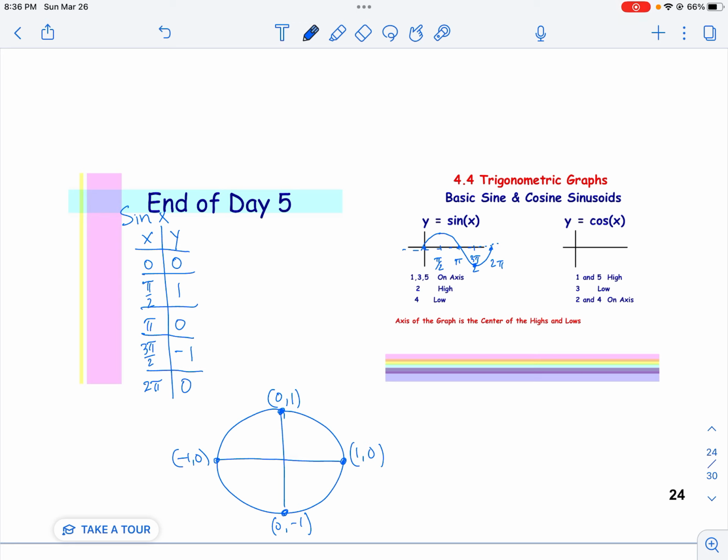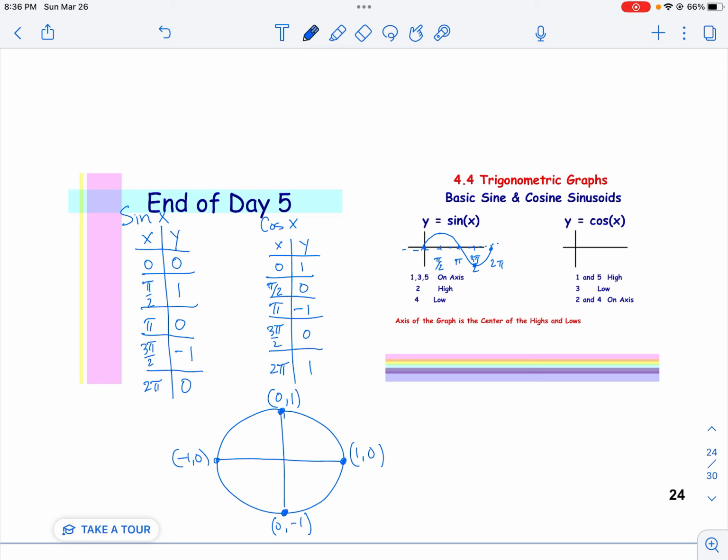All right, now if we talk about the cosine of x, we make our table of values. Now, of course, I'm interested in the x values. So what is the cosine at 0? The cosine at 0 is 1. The cosine at pi over 2 is 0. The cosine at pi is negative 1. The cosine down here at 3 pi over 2 is 0. And the cosine back around at 2 pi is 1.